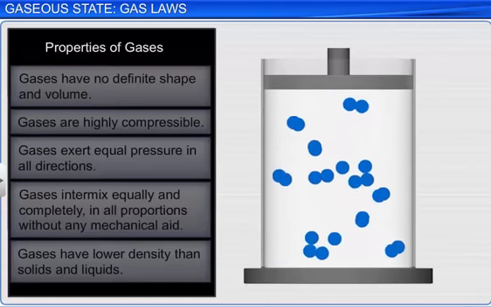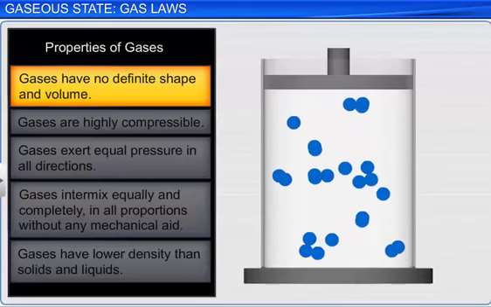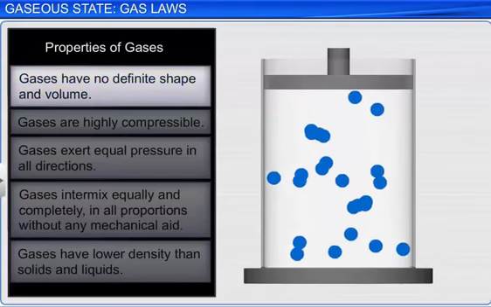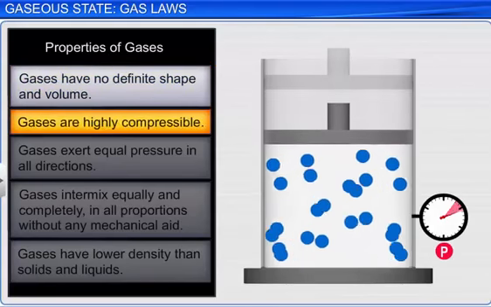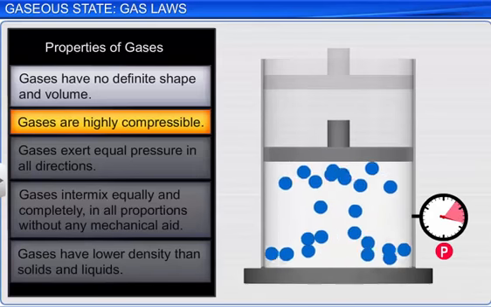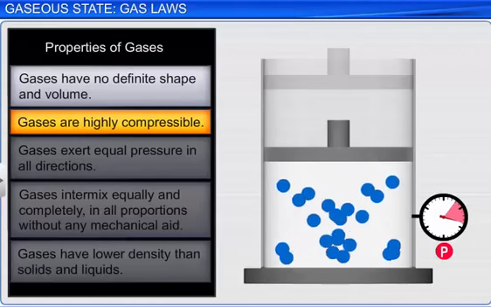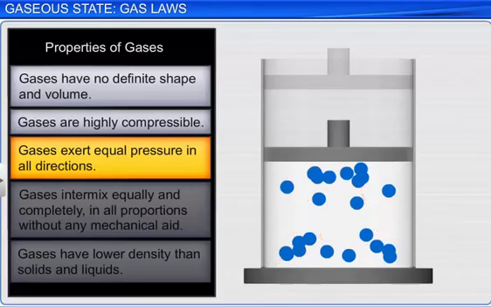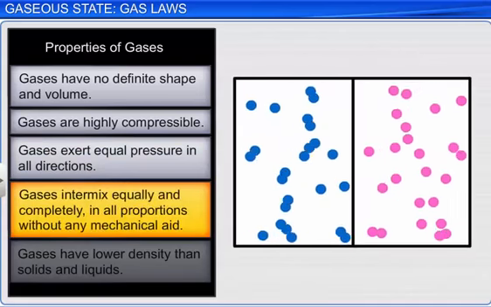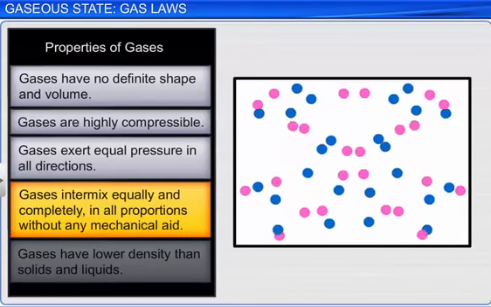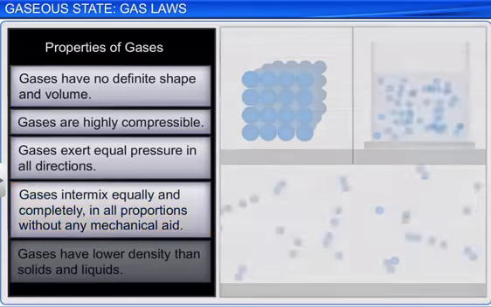Gases have no definite shape and volume, and hence assume the volume and shape of the container. Gases are highly compressible, which means that when the pressure increases, the volume of the gas decreases. Gases exert equal pressure in all directions. Gases intermix equally and completely in all proportions without any mechanical aid. Gases have lower density than solids and liquids.